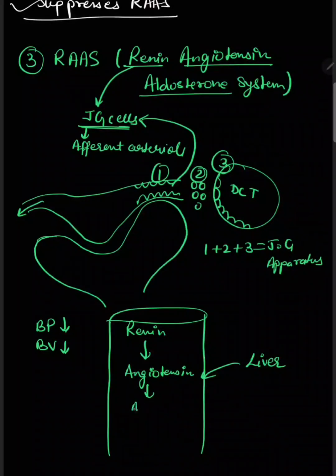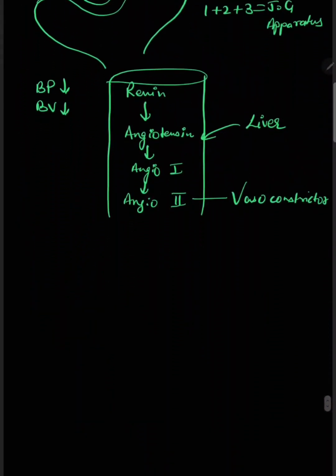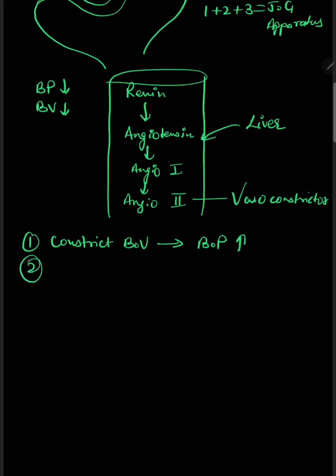Angiotensinogen will be converted into angiotensin 1 and then angiotensin 2. This is a powerful vasoconstrictor. Since it is a powerful vasoconstrictor, it will constrict the blood vessel, which will lead to a blood pressure increase. It will also lead to the release of ADH, which will help in water conservation.